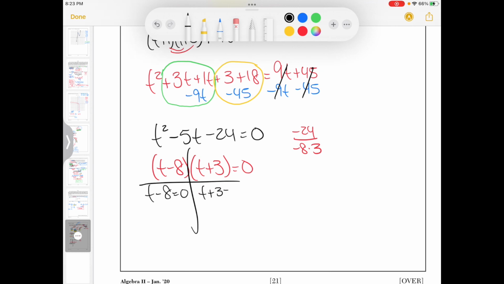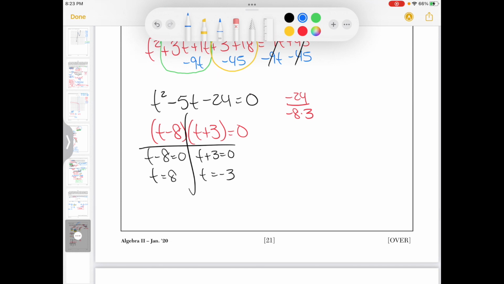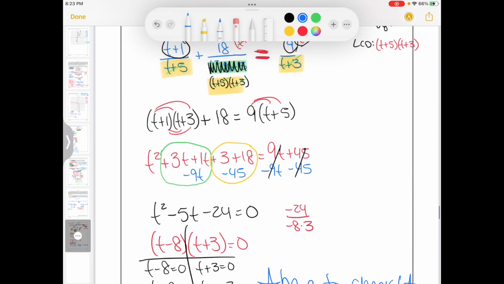So I tee it up. T minus 8 equals 0. T plus 3 equals 0. I get T equals negative 3 and T equals 8. Now, there are two different things to consider in this example. First of all, T represents time. One of these is an issue right away. I can't have negative time, so I'm going to reject this answer just based on the word problem. But if there was no word problem and no context, you still have to check. It's not optional, you have to, because there are going to be rejected answers.